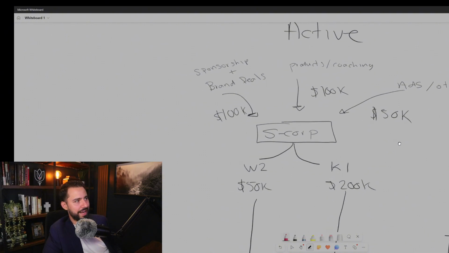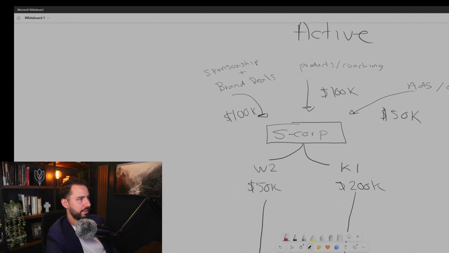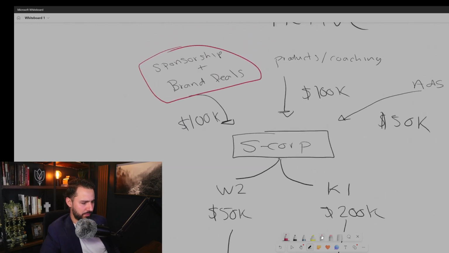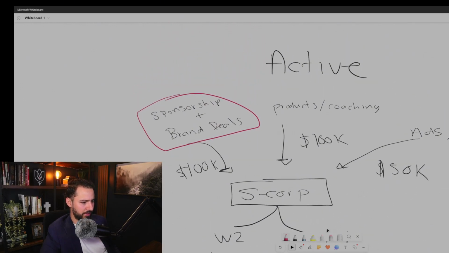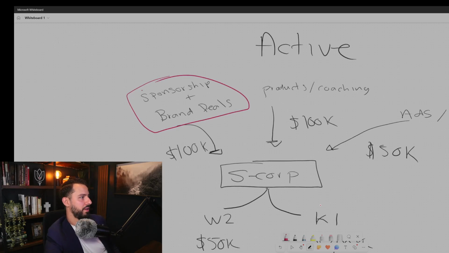So let's look at her income over here. So Lacey has some sponsorship and brand deals. Is this looking good on the whiteboard? Yeah, I think it's looking good. She has some sponsorship and brand deals. Let's say that's $100,000. She does some coaching on the side.